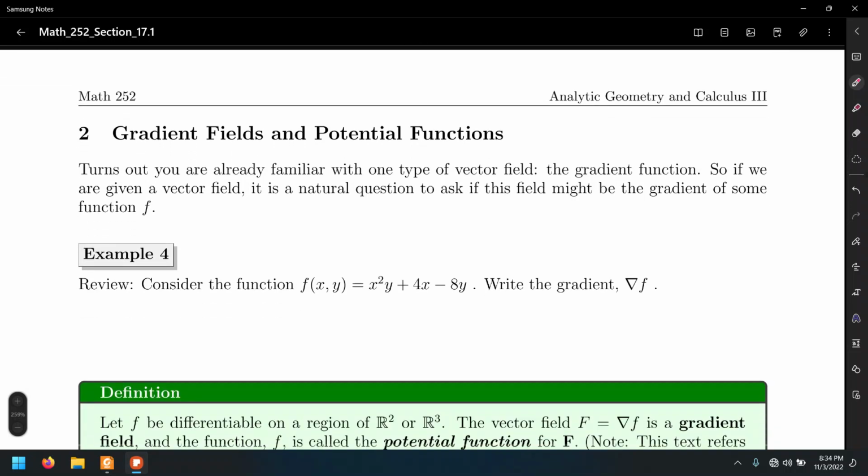Let's consider the function f of x y equals x squared y plus 4x minus 8y. So let's find the gradient. Number one, the gradient nabla f of x y is the derivative of f with respect to x and the derivative of f with respect to y. The partial derivative of x squared y with respect to x is 2xy, and the derivative of 4x is plus 4. With respect to y, the derivative of y is 1 times x squared, so that's x squared minus 8. So that's the gradient, just taking a couple of partial derivatives. So what's this gradient here?